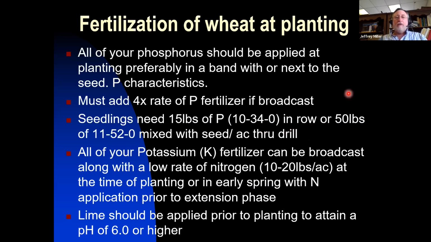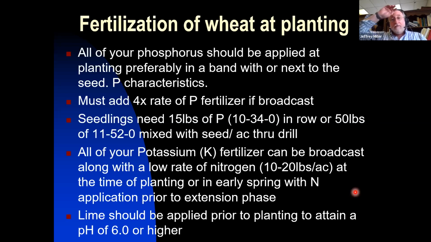And one of the common fertilizers, a liquid fertilizer you could apply, is 10-34-0. And you can apply that at 50 pounds per acre roughly and get that 15 pounds of phosphorus that is needed by the seedlings as they develop.